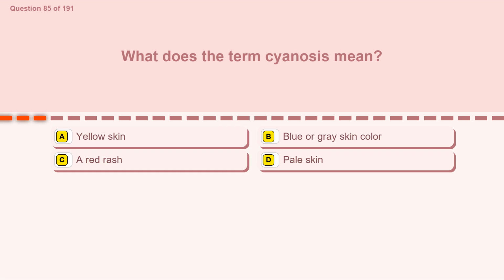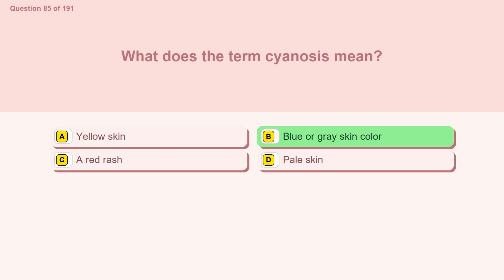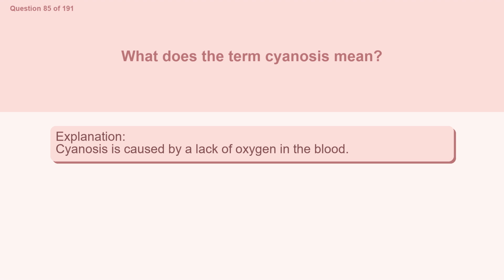Question 85. What does the term cyanosis mean? Option A, yellow skin. Option B, blue or gray skin color. Option C, a red rash. Option D, pale skin. The correct answer is option B, blue or gray skin color. Cyanosis is caused by a lack of oxygen in the blood.